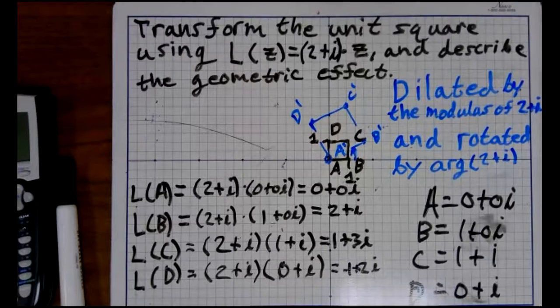Today, we learned how to transform a shape by multiplying it by some number. You can convert the vertices of that shape into complex numbers, and plug those into the transformation. Then you can just draw the resulting shape and see what you get. In particular, we saw that multiplying a shape by a complex number causes it to rotate and also dilate.